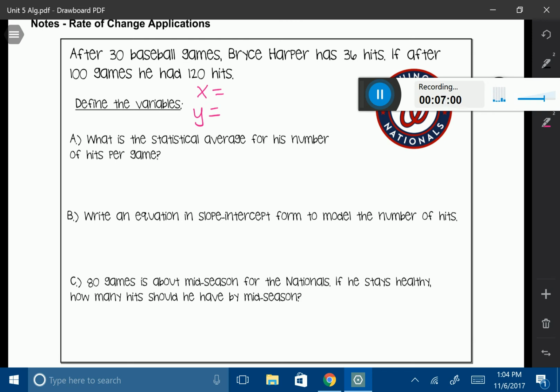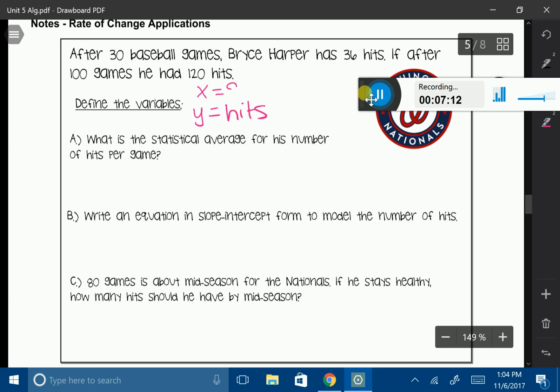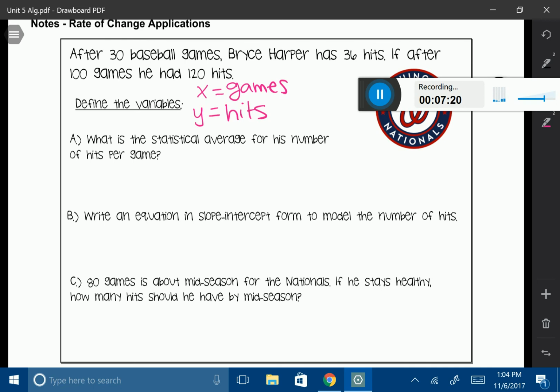What depends on what? Do games depend on hits or hits depend on games? I would say hits depends on the number of games that we play. So hits is going to represent our dependent variable. And the x is going to represent the number of games that we played. Okay. What is the statistical average for his number of hits per game? Well, statistical average, we're looking for the slope. So can you figure out 2 points represented by this problem?